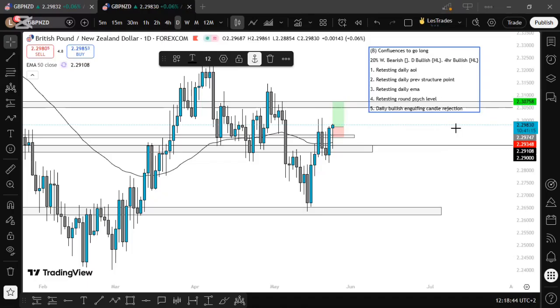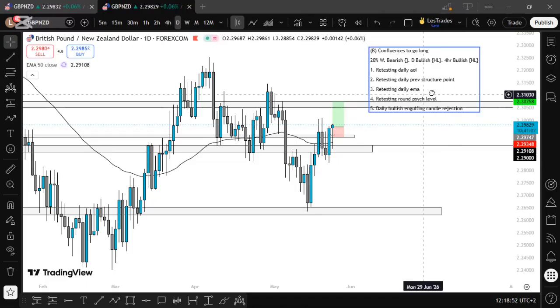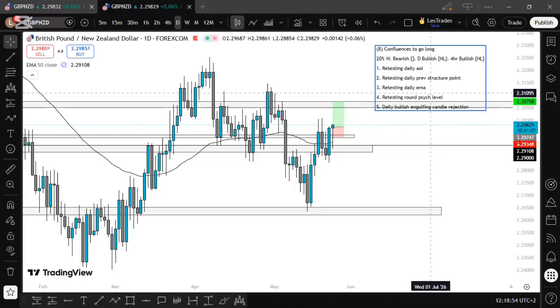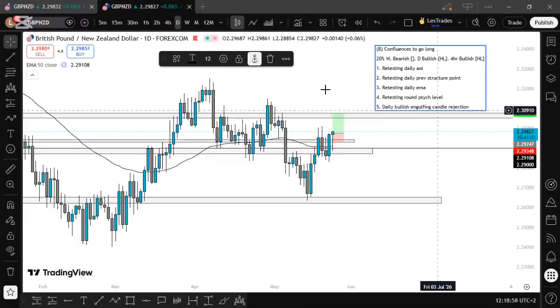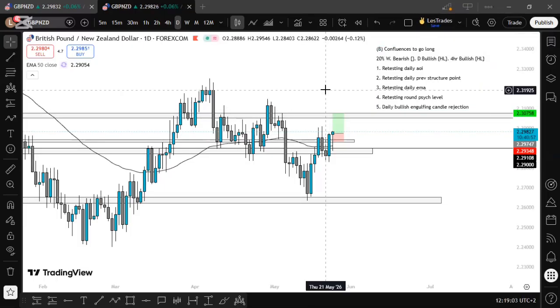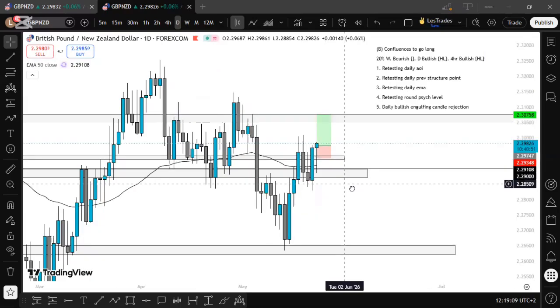So yeah, now we can clearly see. Imagine, bro, finding a setup like this. This is just the daily time frame, but we already had a confluence number 5, bro. Like so many confluences from one time frame alone. The way I see it, you can clearly see.